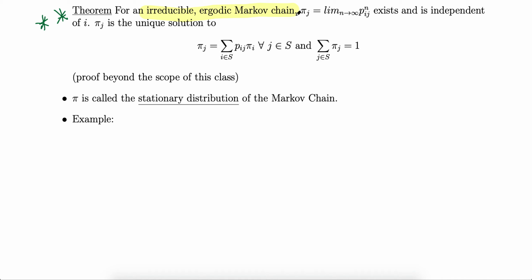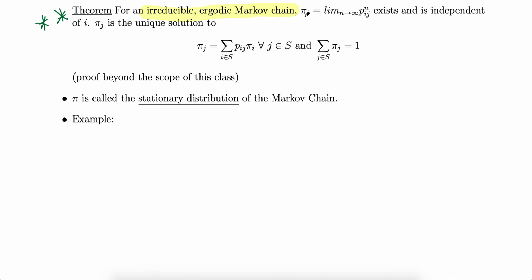Then the ergodic part, which we had a moment ago, tells us the chain is aperiodic, so the greatest common divisor of the step counts for returning to a state is 1, and positive recurrent, meaning the expected return time is finite. And then finally, irreducible: all of our states communicate with each other.